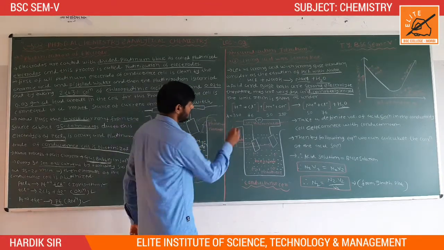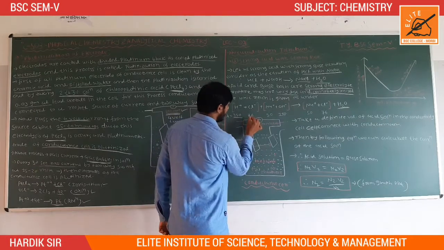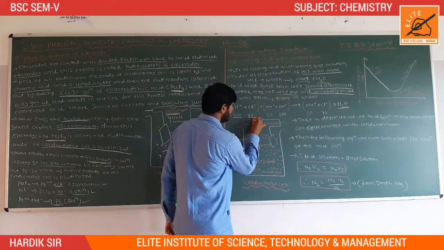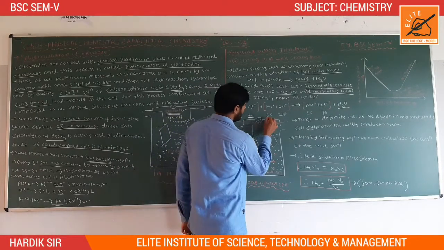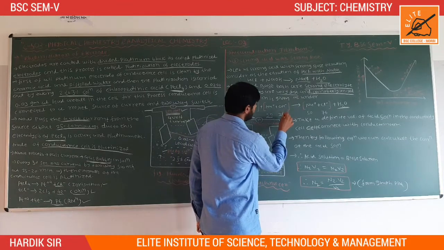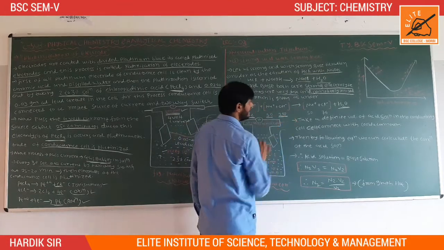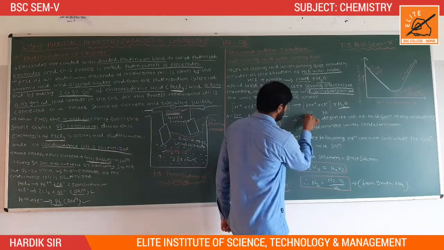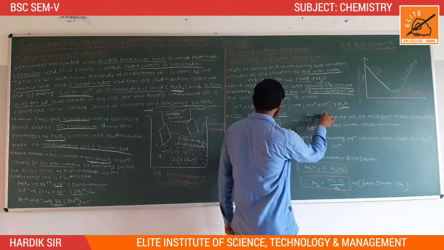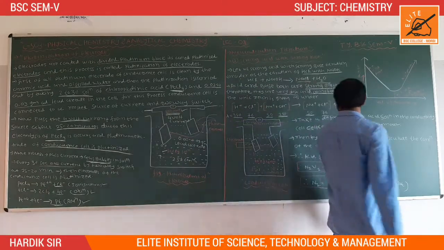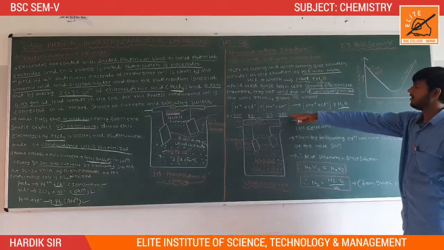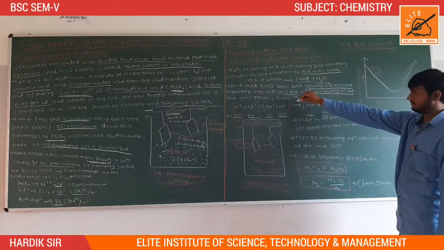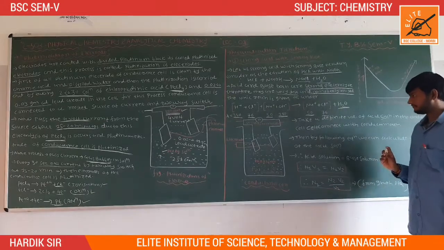The lambda infinity value of H+ is 350, Cl- is 76, Na+ is 50, and OH- is 198. And Na+ also has lambda infinity value 50, and Cl- is 76. So these are the lambda infinity values of the above ions.